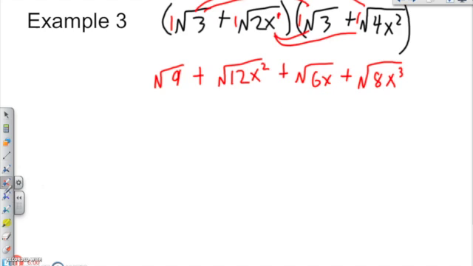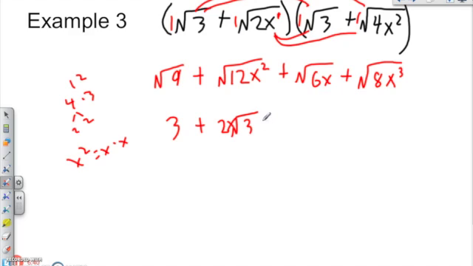Now the last thing I want to do is simplify this and see if I have any like terms that I can add together. So the square root of 9 is just going to be plain old 3, because 3 times 3 is 9. If I'm looking at the next term, there's a perfect square of 4 in there, which means I can pull the 2 out, and that's going to leave me 3 underneath, because remember 4 times 3 is 12, and that 4 can be factored into 2 times 2. Also, that x squared is x times x, so I can pull that x out as well and stick that x outside the radical.